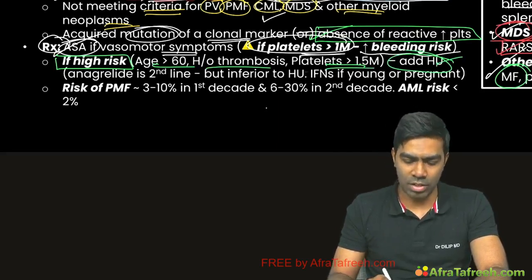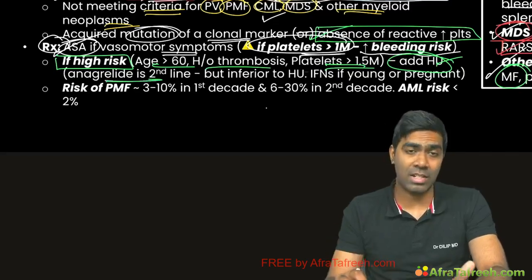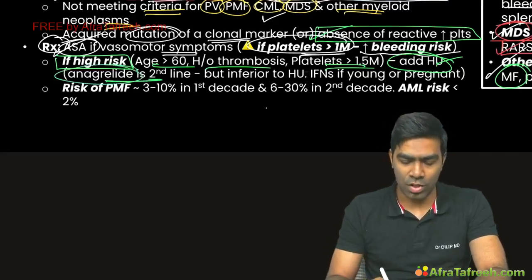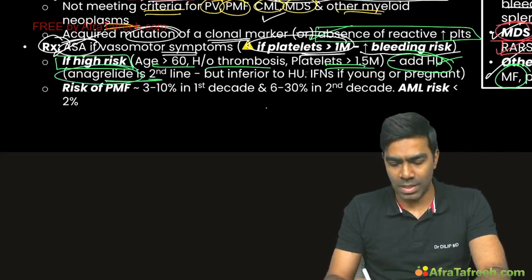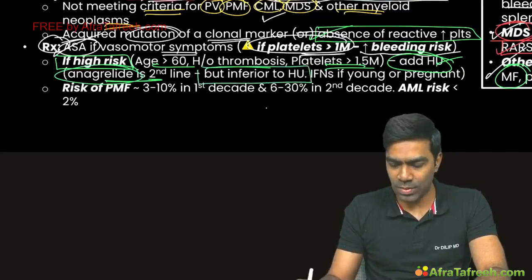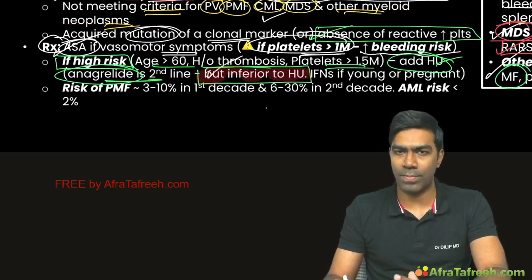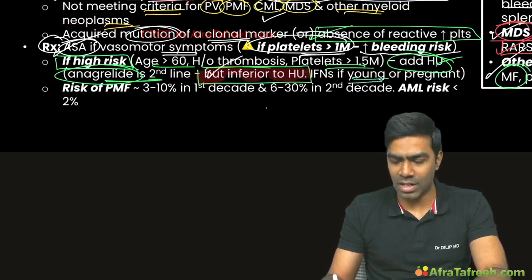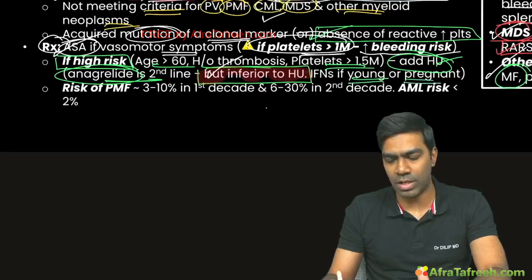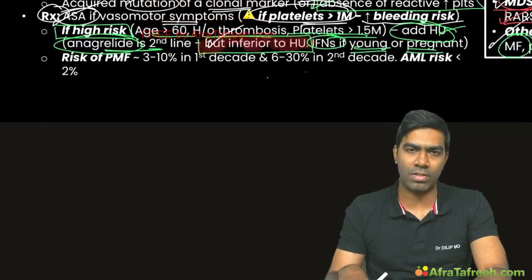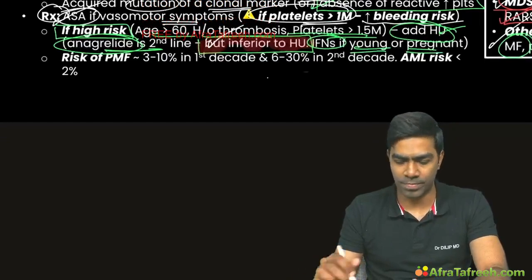In case the patient is not tolerating hydroxyurea, then an alternative will be anagrelide, which is a phosphodiesterase inhibitor. But this is inferior to hydroxyurea. Very, very important point: anagrelide is a phosphodiesterase inhibitor, but inferior to hydroxyurea. You have to add it only if the patient is not tolerating hydroxyurea. In case the patient is young and desiring pregnancy, or if the patient is already pregnant, then the choice will be interferons. Hydroxyurea cannot be used in that setting.